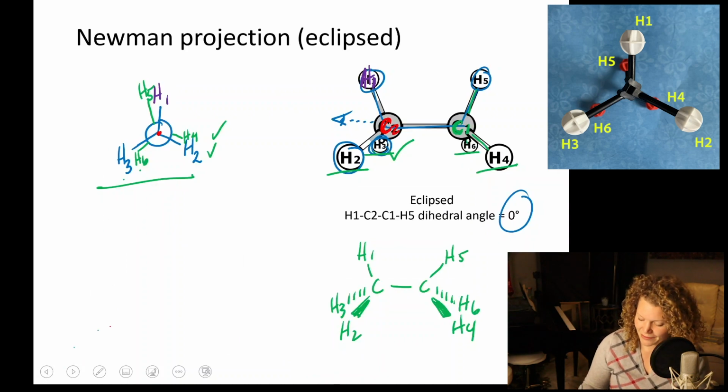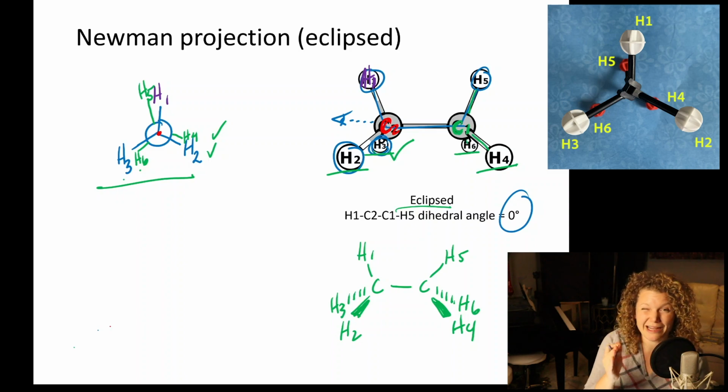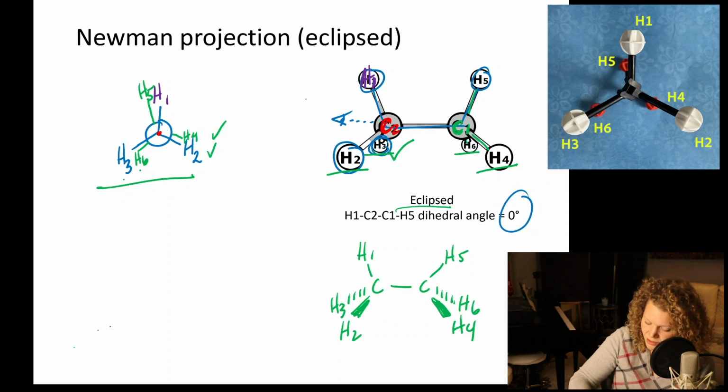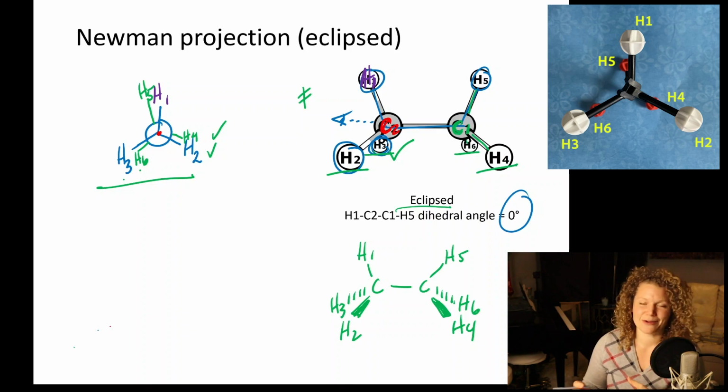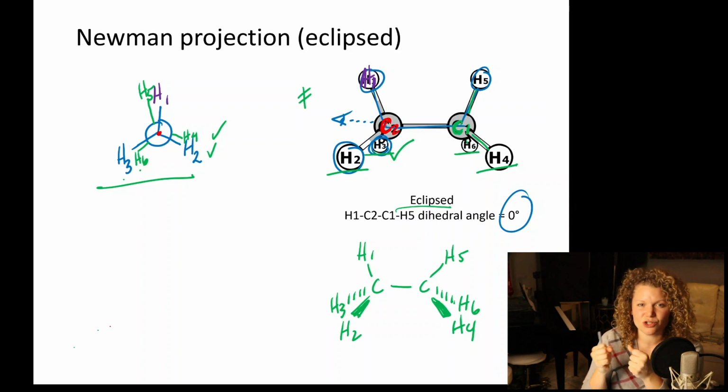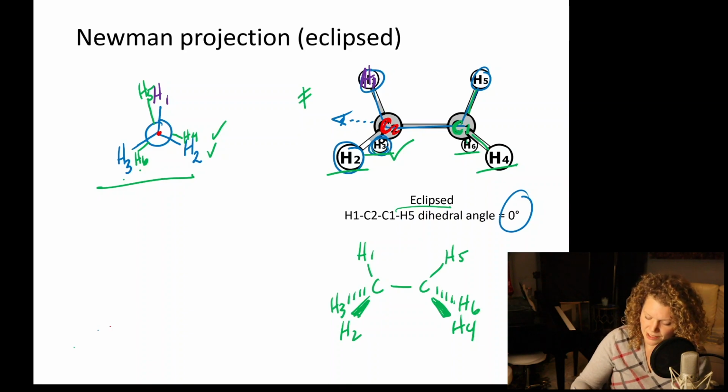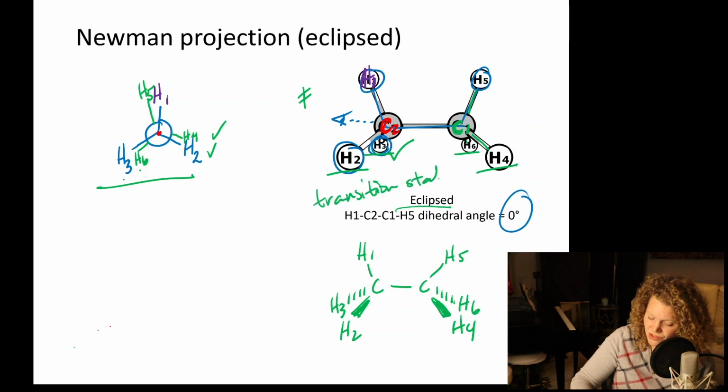One more note about this eclipsed version. You see here that the hydrogens are right on top of each other. This is actually what's called a transition state. Ethane doesn't like to hang out in the eclipsed form. Those hydrogens being right beside each other has an issue with orbital overlap and hyperconjugation, which we'll talk about. So this is a transition state and it's less stable. Transition states are things you can't isolate.